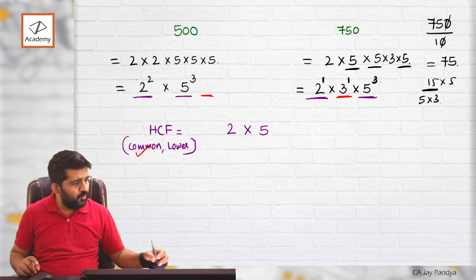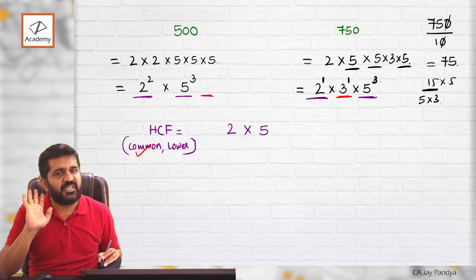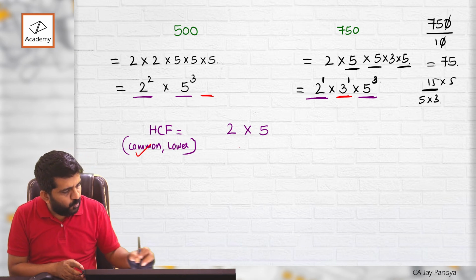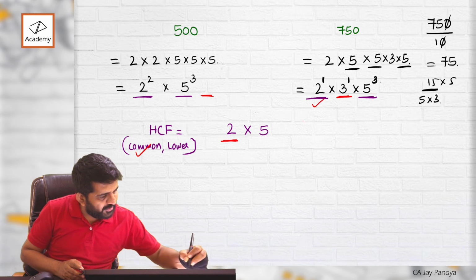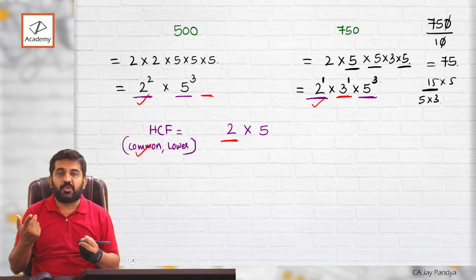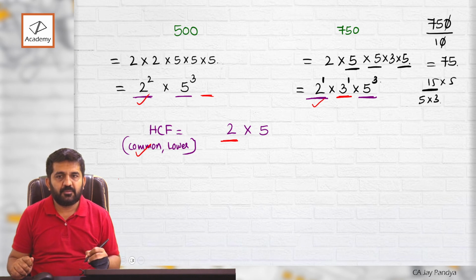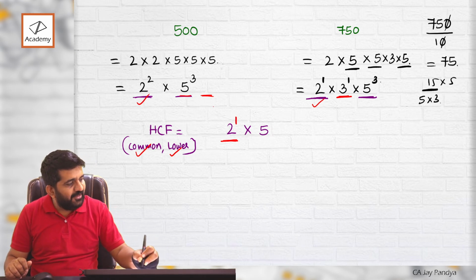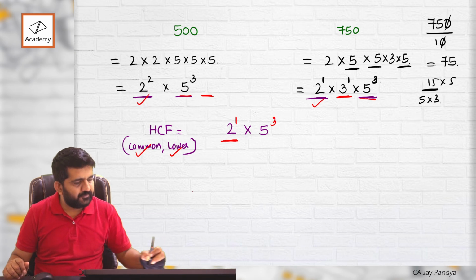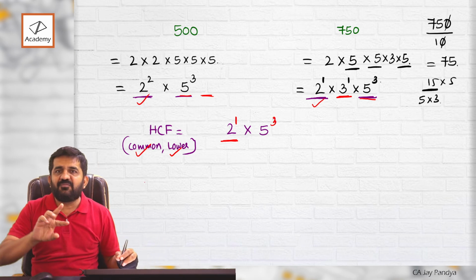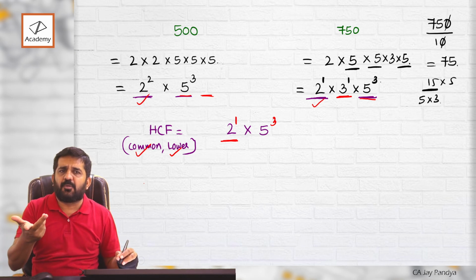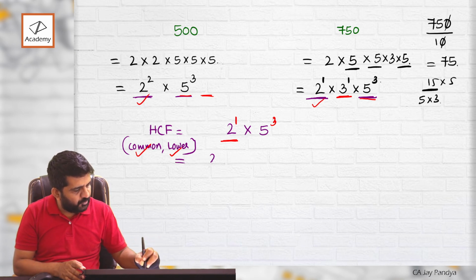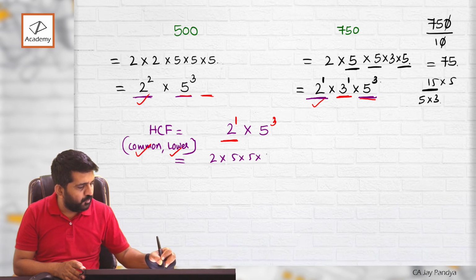Now, if they are equal, the question is easy. If they are not equal, then also it is easy. Say 2. Which 2 should I take? 2 raised to 2 or 2 raised to 1? 2 raised to 1, because it is the lower number, right? 5 cube or 5 cube? 5 cube. So if there is a problem, then take the lower number. If there is no problem, if they are equal, you can take any. So what will be my answer? 2 into 5 into 5 into 5.